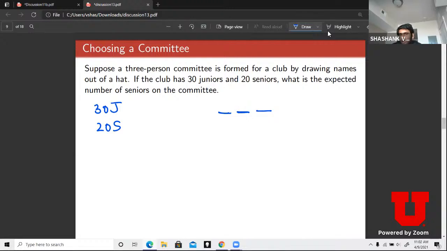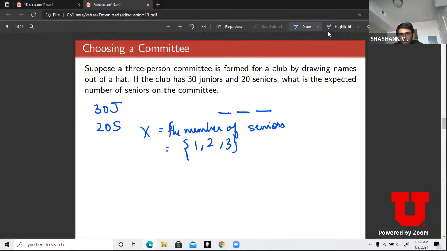So firstly, we define our random variable to be the number of seniors. So let X be the number of seniors. What could be the numerical values for the outcomes, which basically means what values can the random variable X take? Since we're forming a 3-person committee, that would be 1, 2, and 3.